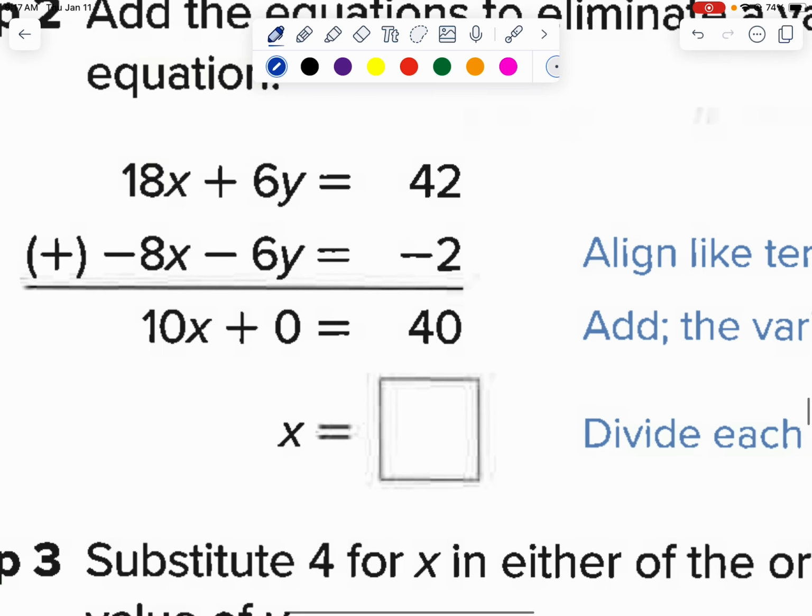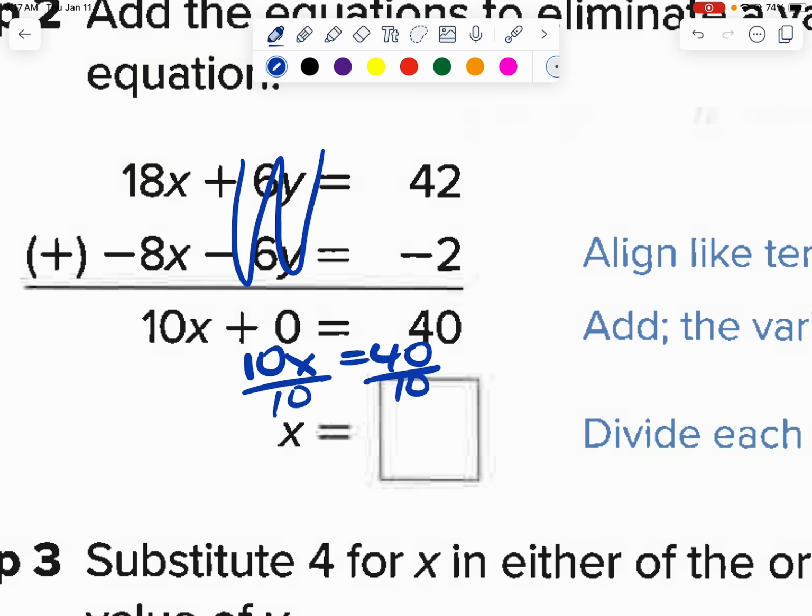Now, when you look at this, now these cancel out. That's the whole point. So we're trying to cancel out one of the variables. So that would be 10x equals 40. So I divide, that would get me 10x equals 40.